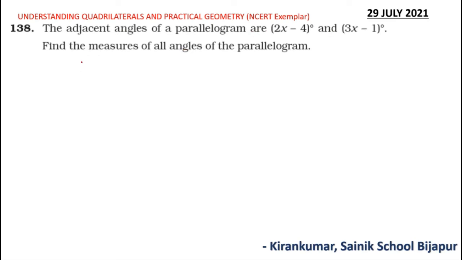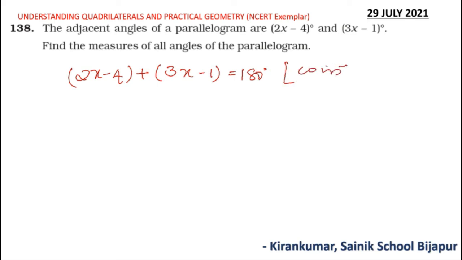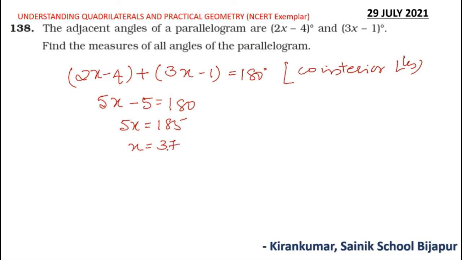Question number 138. The adjacent angles of a parallelogram are 2x minus 4 degrees and 3x minus 1 degrees. Find the measure of all the angles. Very pretty easy. We know that adjacent angles of a parallelogram are supplementary. So 2x minus 4 plus 3x minus 1 will be equal to 180 degrees because the adjacent angles are co-interior angles. Let's simplify. This will become 5x minus 5 equal to 180. So 5x will be equal to 185 and x value will be 37.